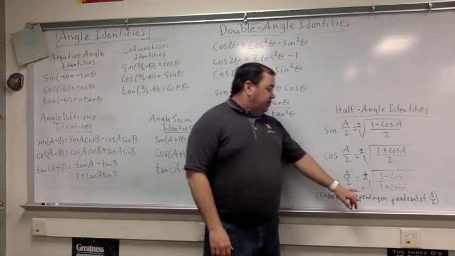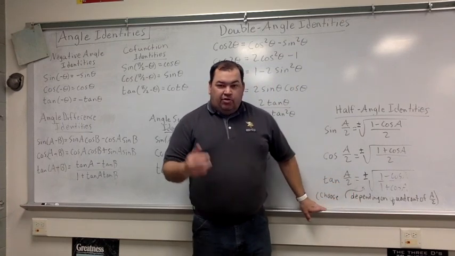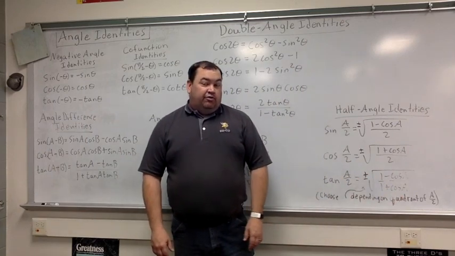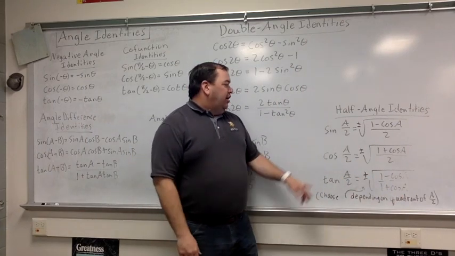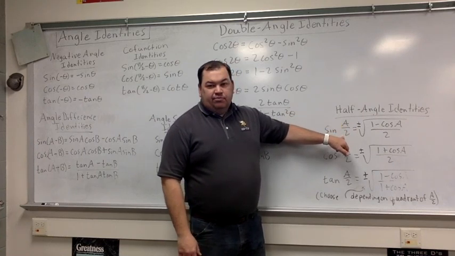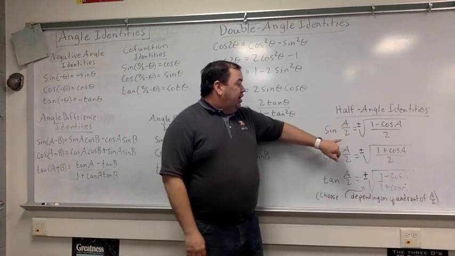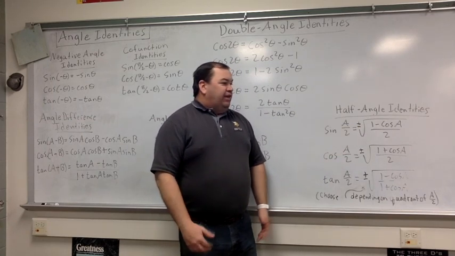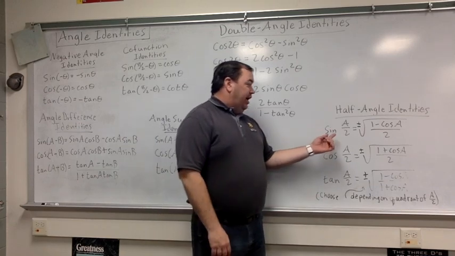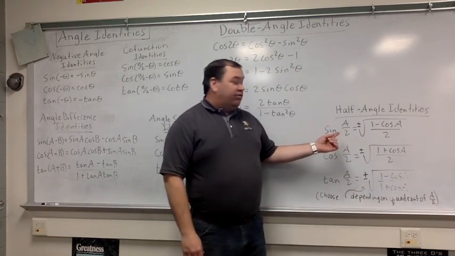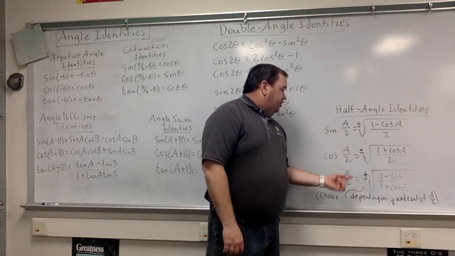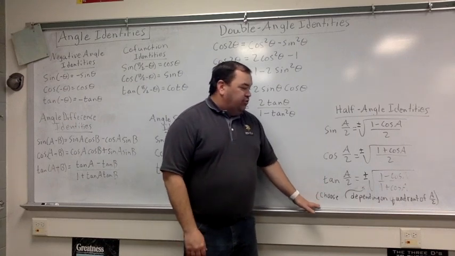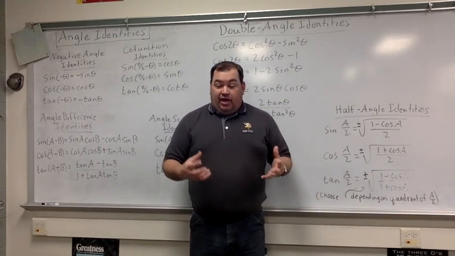That plus or minus, we choose either positive or negative depending on the quadrant of the angle we're looking for. So for instance, if I was taking a 30-degree angle and cutting it in half, I know I'm going to land in the first quadrant. I know sine is positive in the first quadrant, so I would choose the positive one. But if I took something in the fourth quadrant and cut it in half, I'm going to land in the second or third. So now I know that cosine would be negative, sine would be positive. So it depends on which quadrant your resultant angle ends up in.